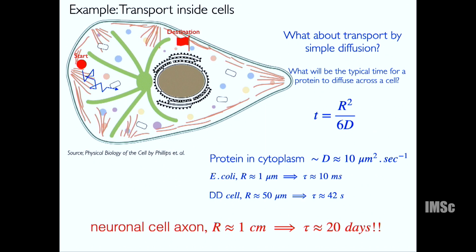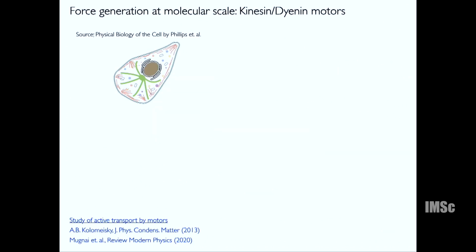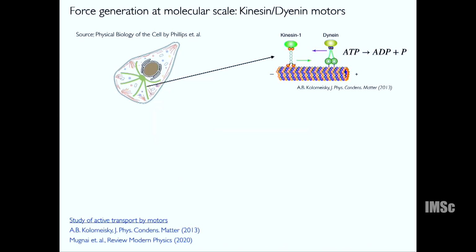And all of you know that it is not diffusion inside cells, because there are these force generators called molecular motors. They can hydrolyze ATP, and they use this released energy to do mechanical work. So what they do, they can work on these microtubules.